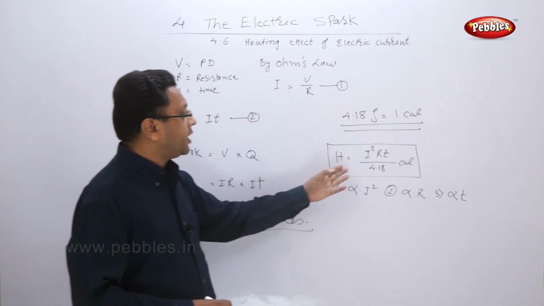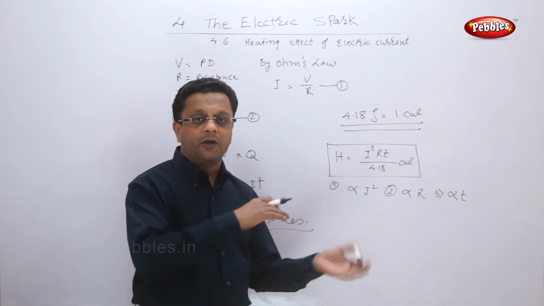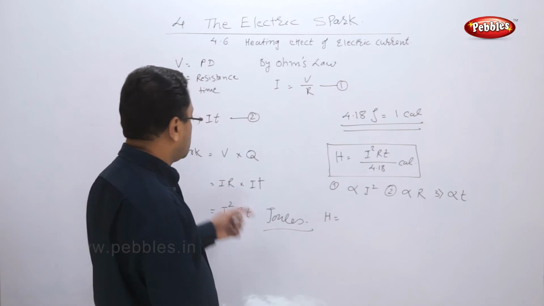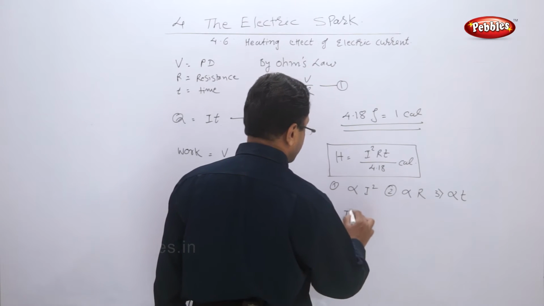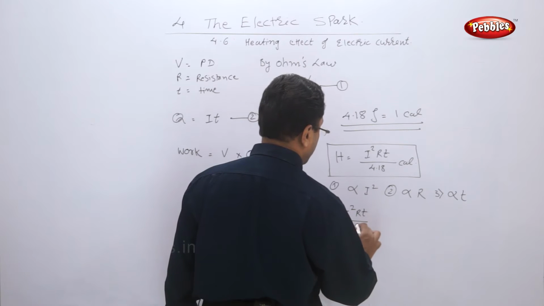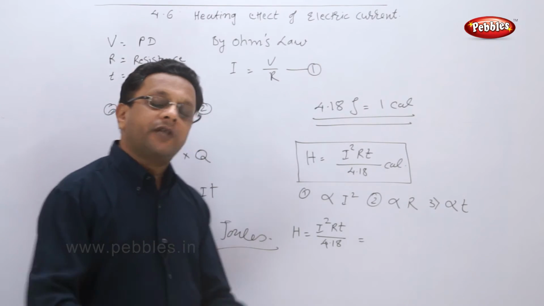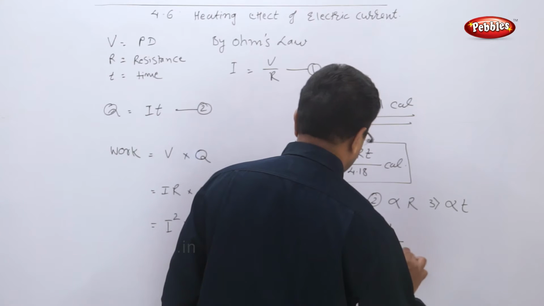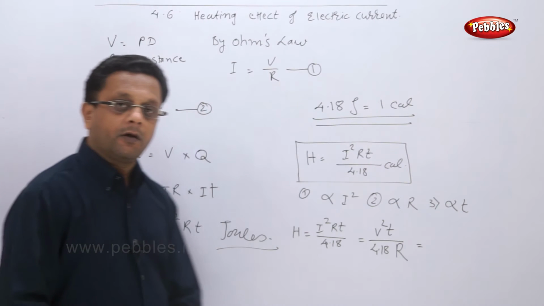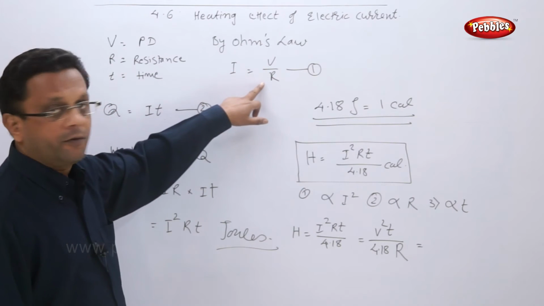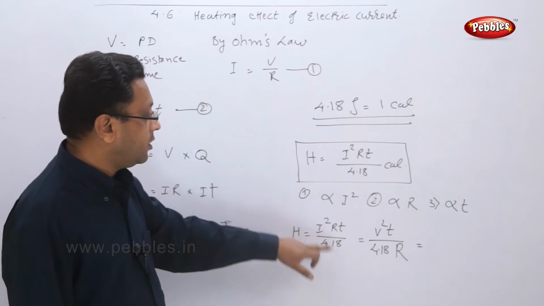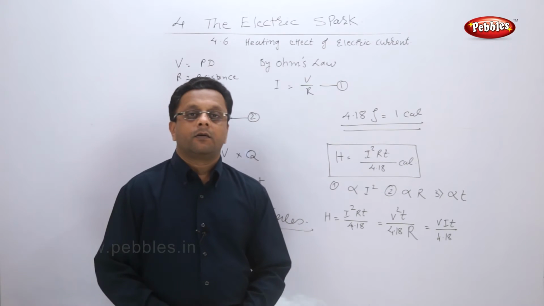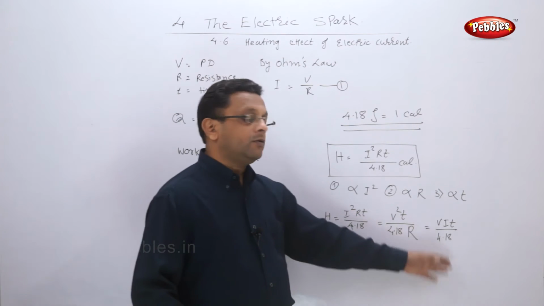By using Ohm's law, we can further simplify the formula in terms of V, R and I. How can we write that? This H, we know the first formula is I square RT upon 4.18 calories. Secondly, you can write V square into T upon 4.18 into R. What I have done is simply substituted V upon R instead of I. So V square upon R square comes here, one R gets cancelled, and V square T upon 4.18 R will be there. And the third is VIT upon 4.18.